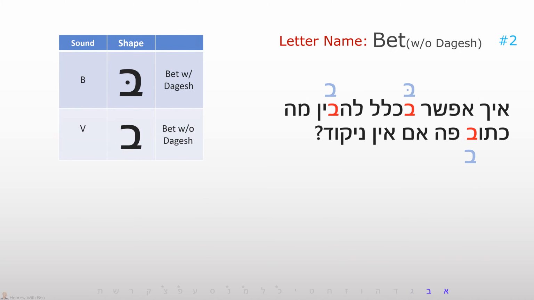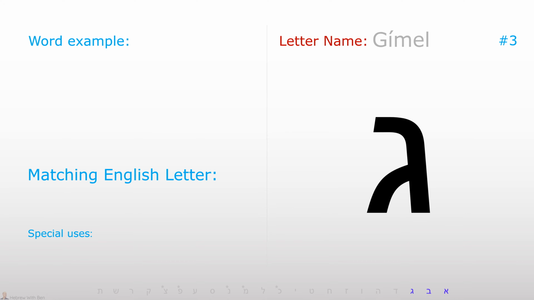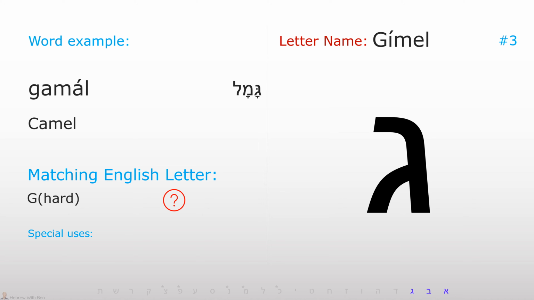The next letter is Gimel. The matching letter is G. A word example is Gamal. Gamal. The letter has a special sound when decorated with Geresh. G as in George or J as in John.